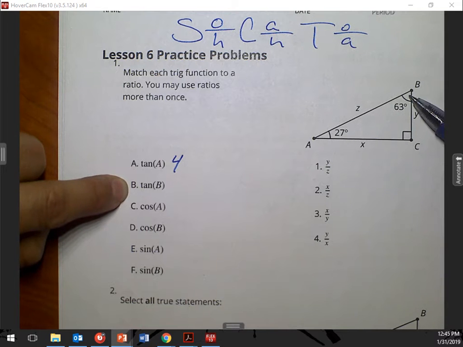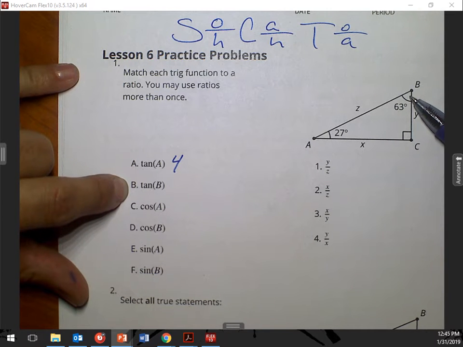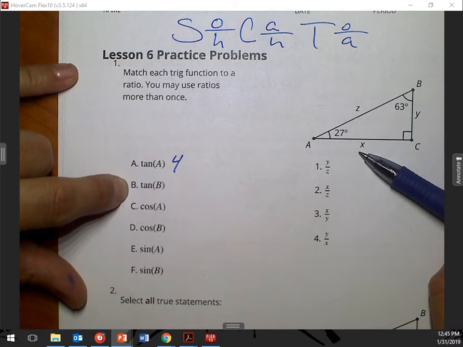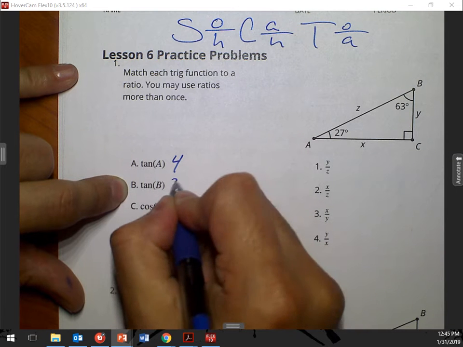Now, from B. B is now my reference angle because I'm changing it here. What is opposite of B? X. What is adjacent? Y. So what's that going to be? It's 3. X over y is 3.